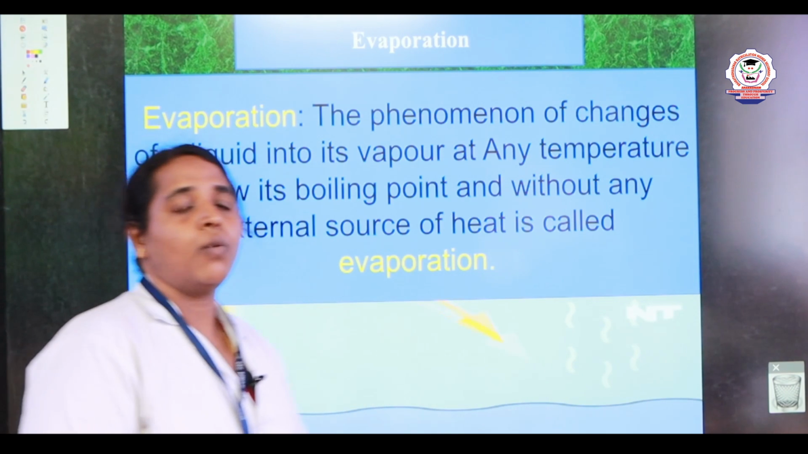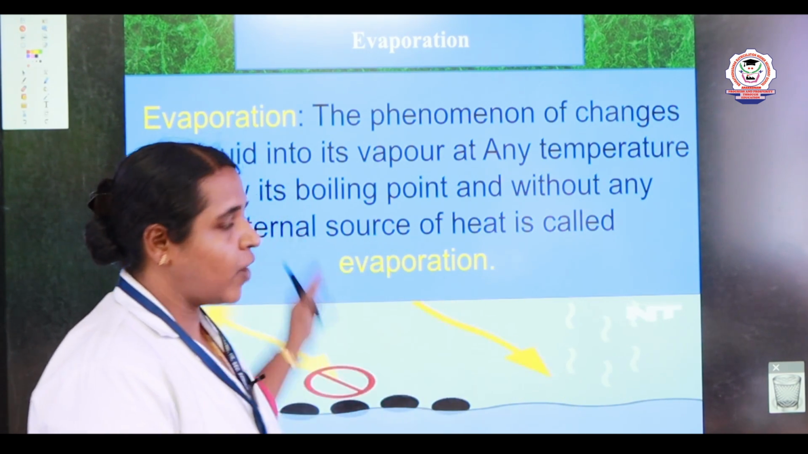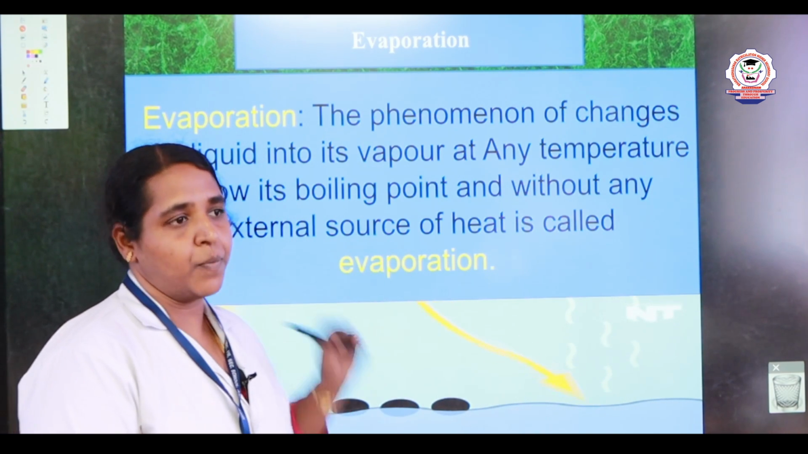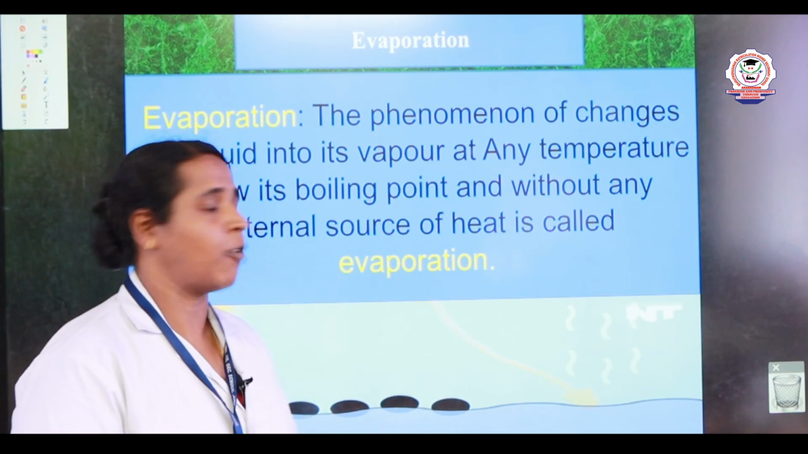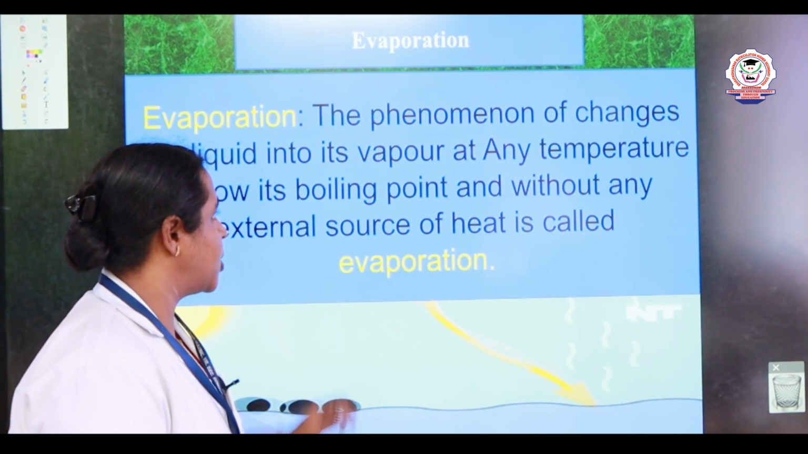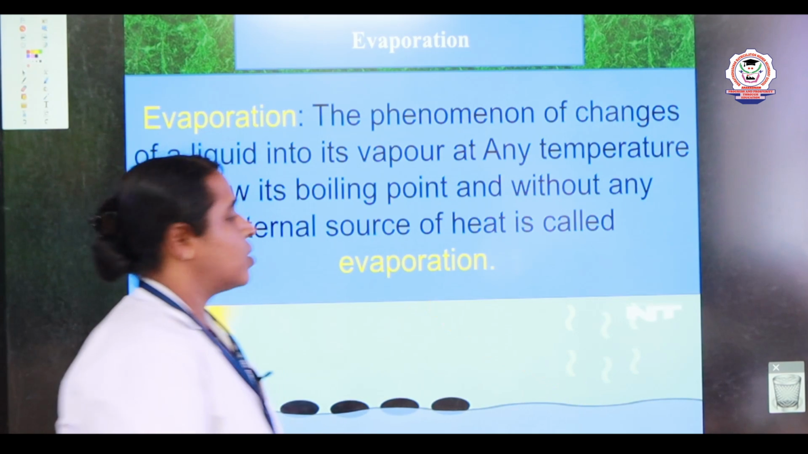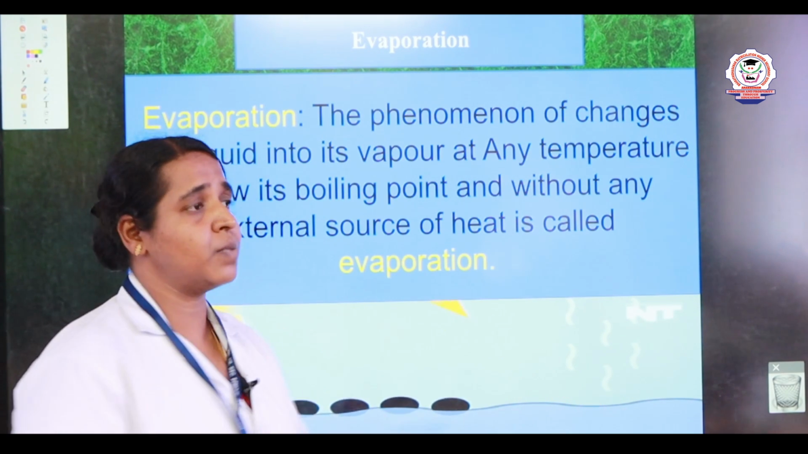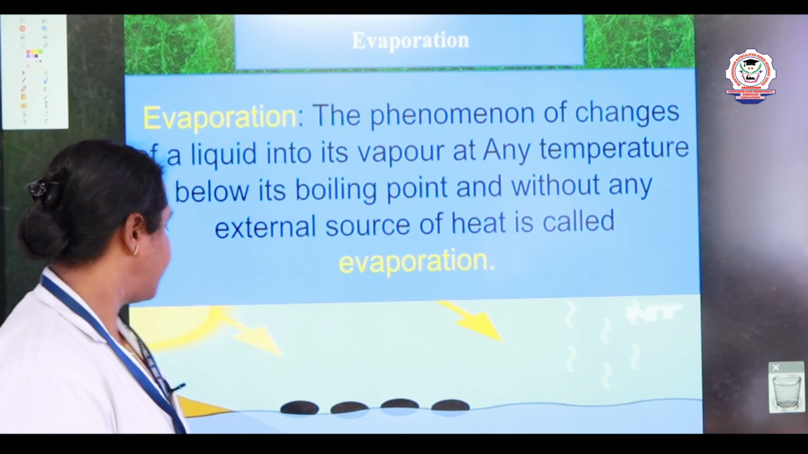For example, water's boiling point is 100 degrees. But in evaporation, there is no constant temperature. Below the boiling point, it will evaporate. So there is no need of an external source of heat. We don't want any external source. If you want boiling, you need an external source, but in evaporation there is no need of an external source.